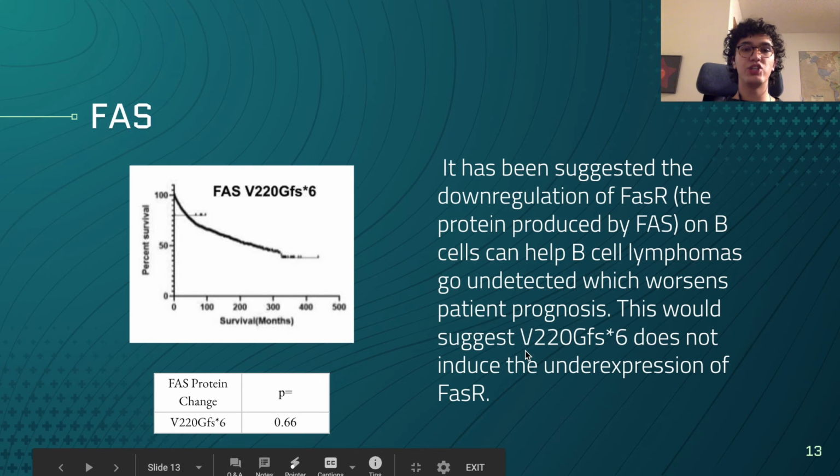Then we have the gene FAS, and more specifically the mutation V220GFS*6. It's been suggested that the downregulation of FASR, which is the protein produced by FAS, on B cells can help B cell lymphoma go undetected, which worsens patient prognosis. B cell lymphomas are a type of non-Hodgkin's lymphoma. This would suggest that this mutation does not induce the underexpression of FASR.